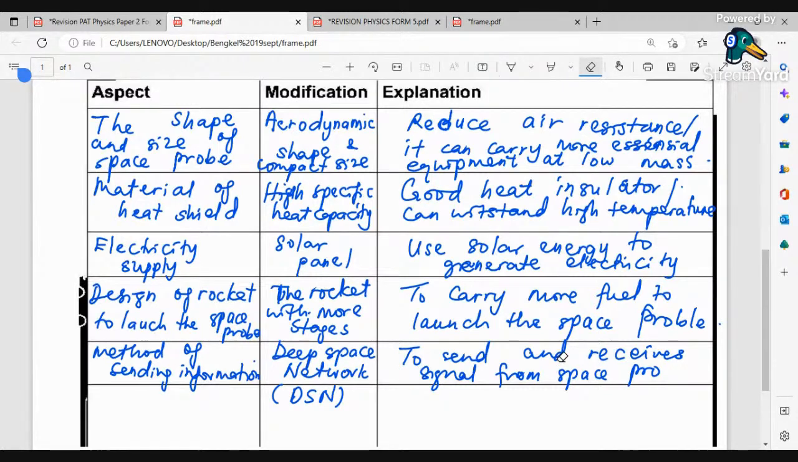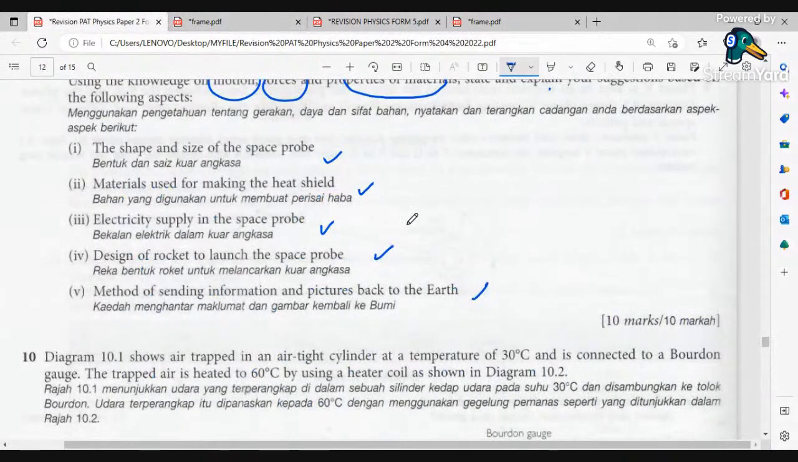Space probe. Okay. So you have 5 suggestions. So for shape and size, actually you can make it separate. You can get 6 suggestion. Let's say you don't have enough suggestion, they just give you 4. So for the first one, like shape and size, you can make it 2 suggestion really. The shape aerodynamic, the size of the space probe is compact size, and give reason. Okay, so by this way you will get a full mark 10 marks.